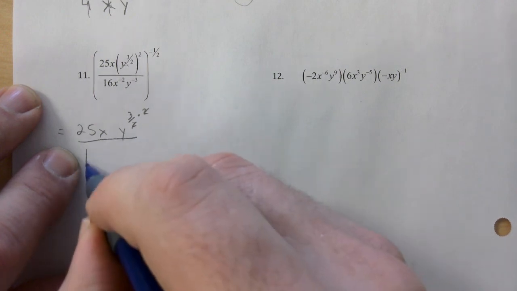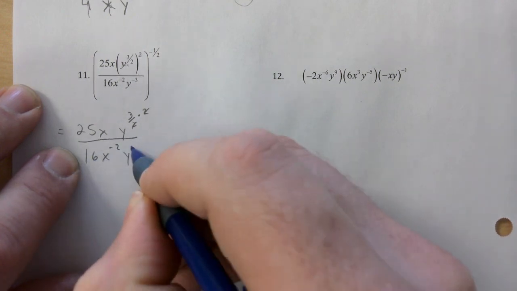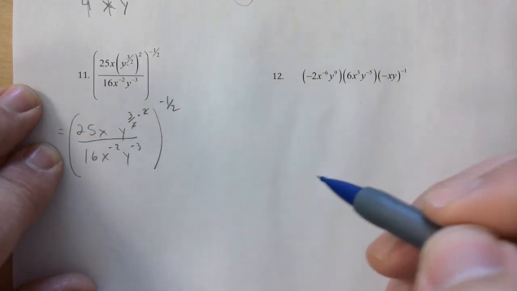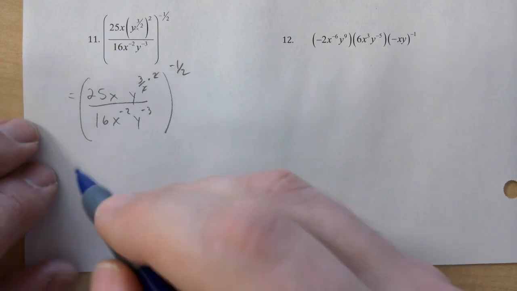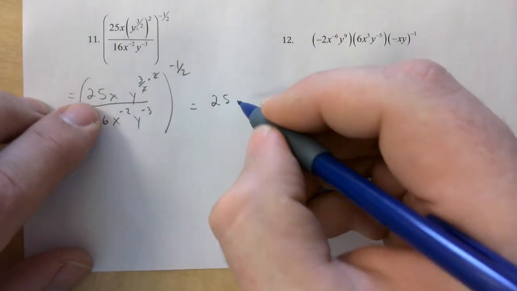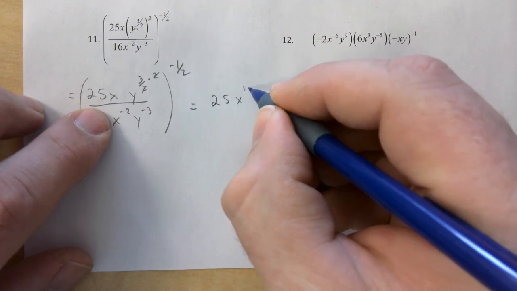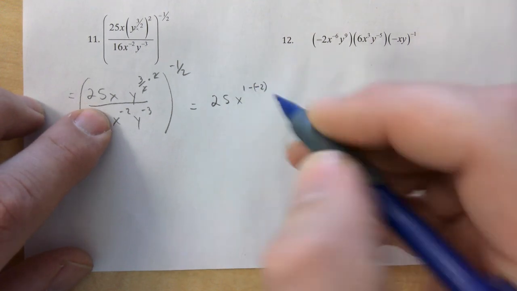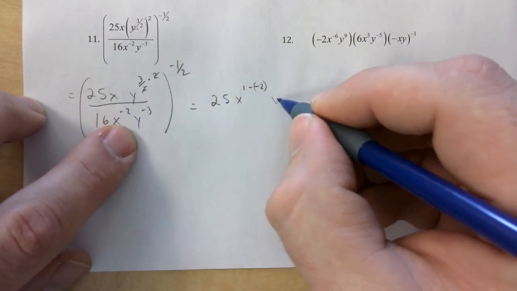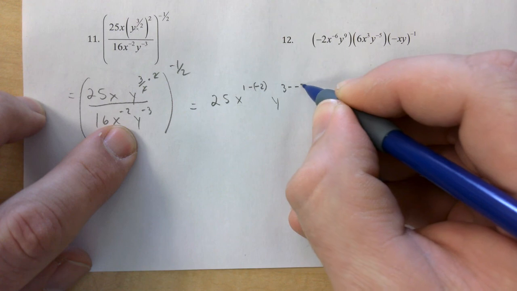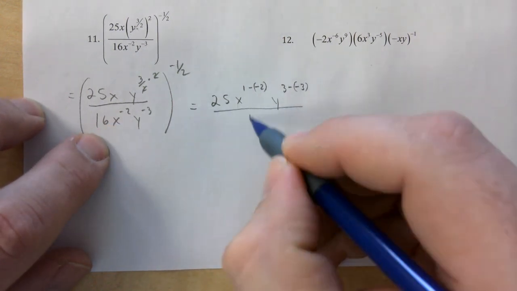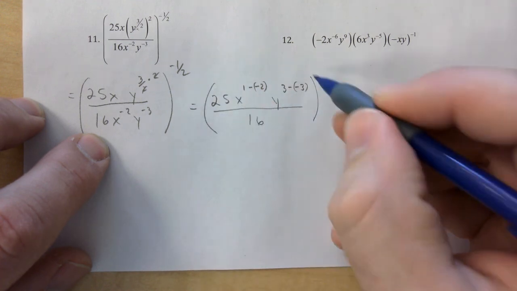Over 16x to the -2, y to the -3. All of that to the -1/2. Clean up inside a bit more. So you end up with 25 x to the 1 minus -2, right? It's minus the denominator, so it's there. And then it's y to the 3 minus -3. And the 16 is still down here. All of that to the -1/2.